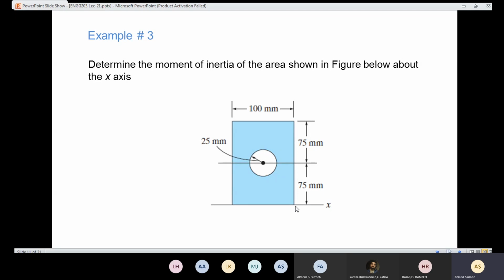So we have a composite area. Since it consists of simpler parts, we have a rectangle and we have a circle. And we need to determine the moment of inertia about that reference axis here. All the dimensions are shown here. So let's see how we are going to solve that problem.